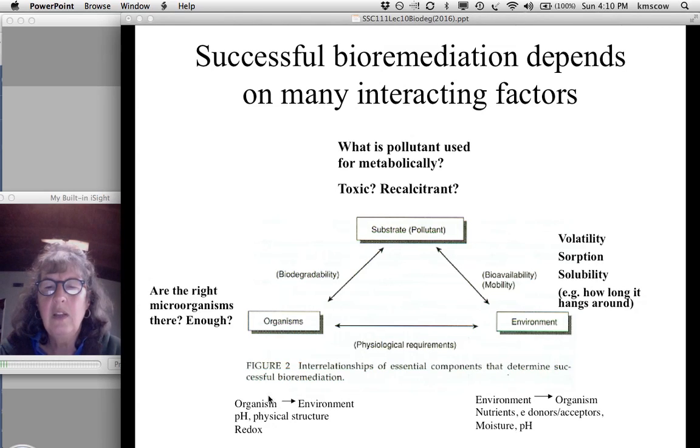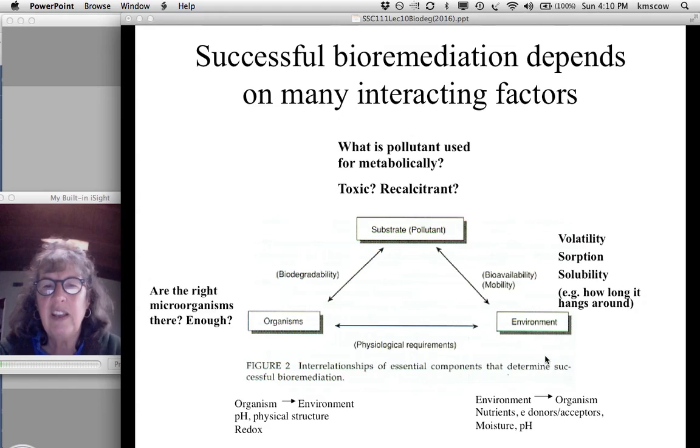And so here, the organism can impact the environment by changing pH, physical structure, redox, which can then, in turn, affect this relationship between the substrate, the pollutant, and the environment, and also what the organisms are now living in as an environment now that they've changed it. And then the environment obviously affects the organism by providing nutrients, electron donors, acceptors, through the moisture in the soil and pH and other factors as well. But I'm just trying to get across to you that it's many interacting factors that are going to determine, like I showed in that very early cartoon slide, whether or not something's biodegrading.